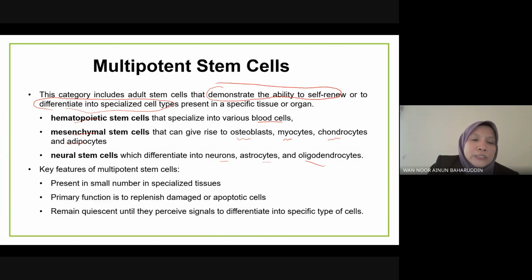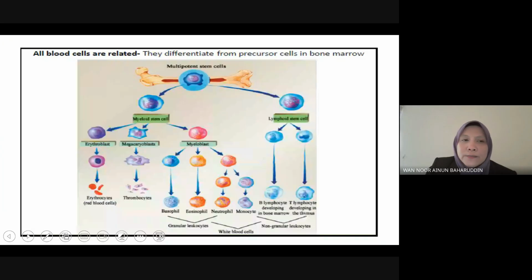What are the key features? They only present is small in number. Primary function to replenish damaged or apoptotic cells. They remain present, maksudnya dormant until they perceive signals to differentiate. So this one we can give the initiation to inside the lab. Maksudnya kita akan letak chemical ataupun media and so on. That's to activate it to be inside a specific type of cells.